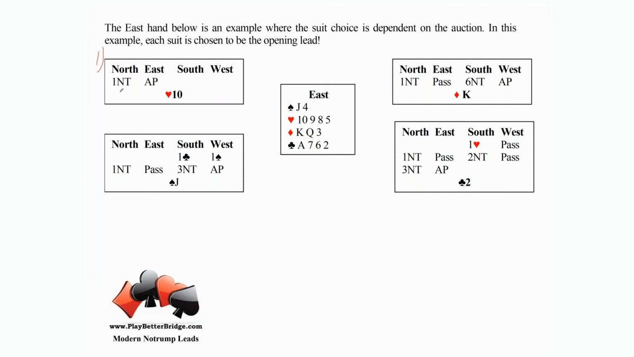Ask yourself, did I hear an invitational bid here? North showed 15 to 17 total points. And South didn't make a move, didn't invite, didn't show any kind of values. So I would count this as a minimum auction and use the rule of 19.